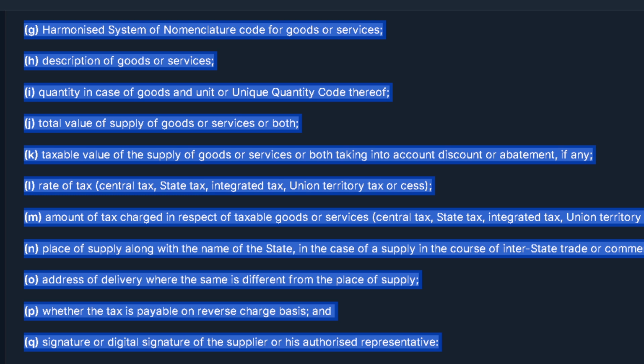the place of supply along with the name of the state in case of supply in the course of inter-state trade or commerce, address of delivery where the same is different from the place of supply, whether the tax is payable on reverse charge basis, the signature or digital signature of the supplier or his authorized representative, and a Quick Response code having embedded Invoice Reference Number (IRN) in it, in case the invoice is issued in the manner prescribed under sub-rule 4 of Rule 48.